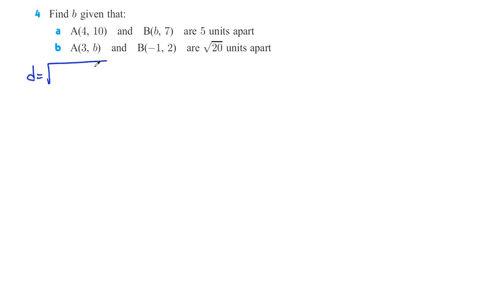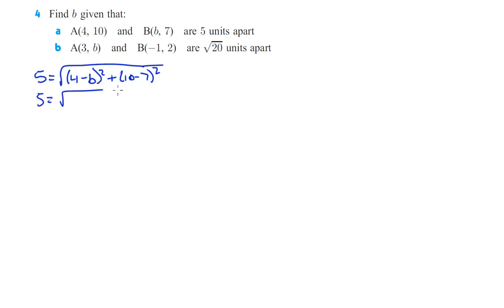For A, we're going to do distance equals square root, but actually let's back up here. We actually know what the distance is. The distance is 5, so 5 equals the square root of 4 minus b squared plus 10 minus 7 squared. Can't really do much with 4 minus b squared, but we can do 10 minus 7 is 3 squared. So we got 5 equals the square root of 4 minus b squared plus 9.